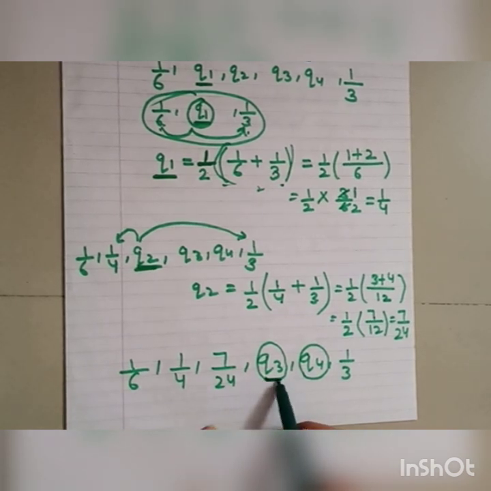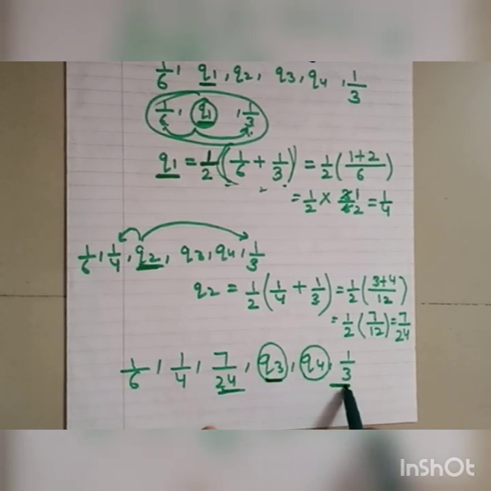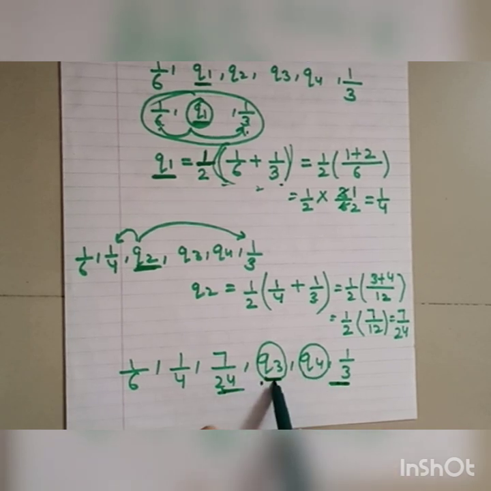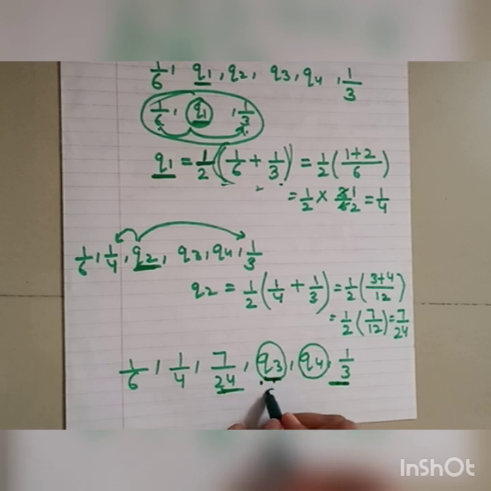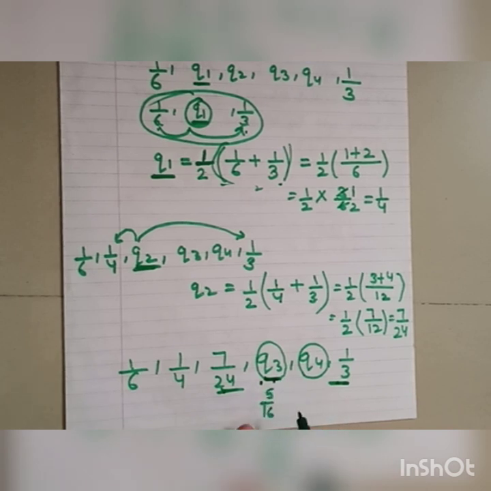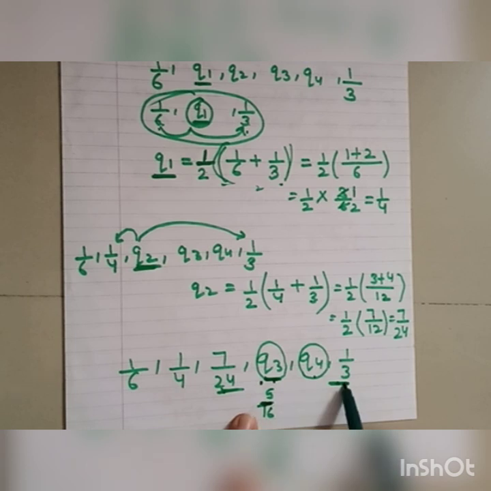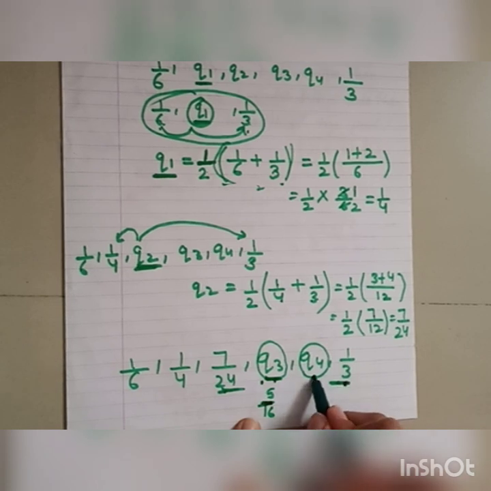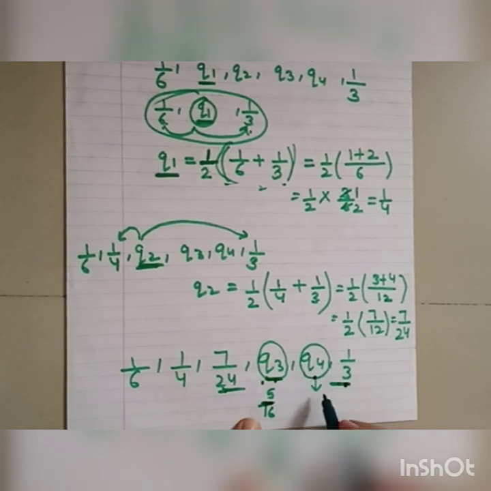Now q3 lies between these two. Add these two and divide by 2. We get the value of q3, that is 5 by 16. And now q4 lies between 5 by 16 and 1 by 3. Adding these two and dividing by 2, we get the value of q4, that is 31 by 96.